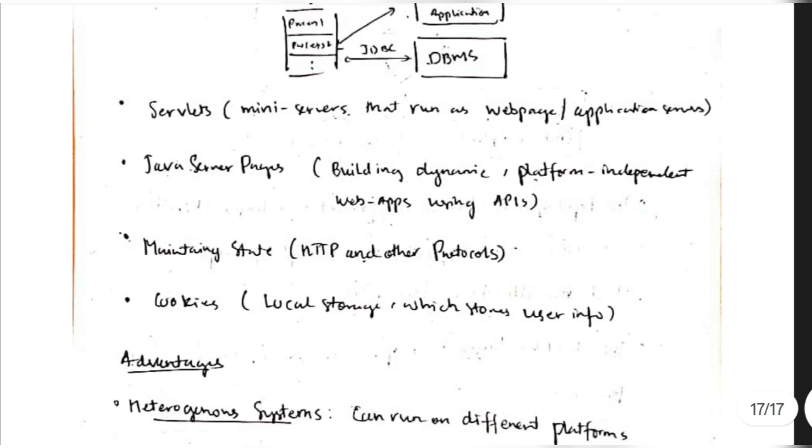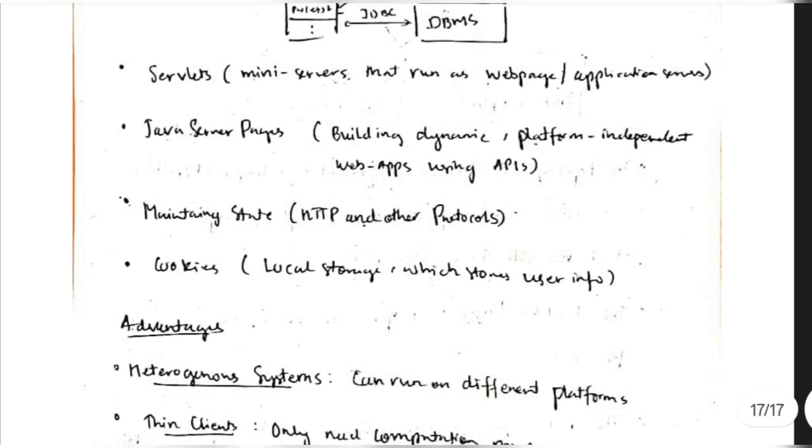Servlets are mini servers for each web page. Java Server Pages are used to build dynamic, platform-independent web apps using APIs. And to maintain the state, you will use protocols like HTTP, and after that we have cookies, which store the user info.